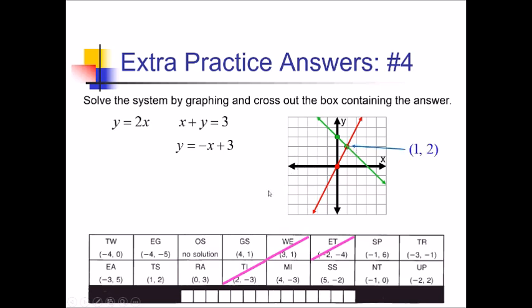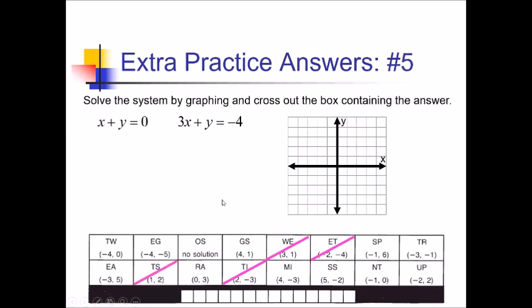And 1, 2, looking down at my table, that's this TS right here, so we'll cross that off. Next up, we've got this pair of lines. Neither of these are in slope-intercept form. We're going to get y by themselves in all of these equations just to make sure we can graph it.